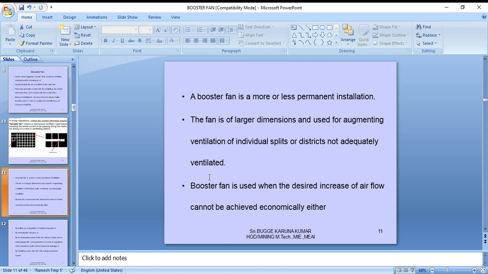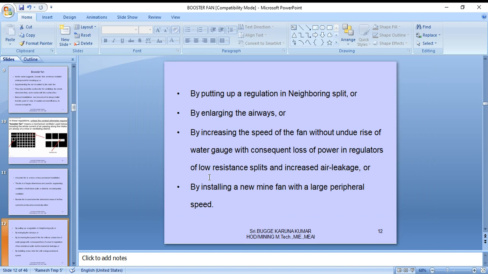A booster fan is a more or less permanent installation. The fan is of larger dimensions and used for individual splits or districts not adequately ventilated. A booster fan is used when the desired increase of airflow cannot be achieved economically by other means.